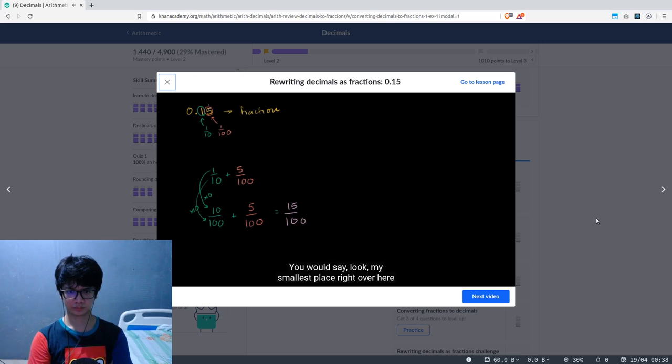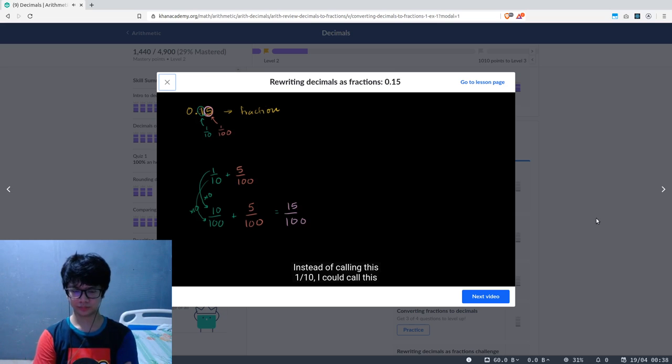You would say, look, my smallest place right over here is in the hundredths place. Instead of calling this 1 tenth, I could call this literally 10 hundredths. Or I could say this whole thing is 15 hundredths. And now if I want to reduce this to lowest terms, let's see, both the numerator and the denominator are divisible by 5. So let's divide them both by 5. And so the numerator, 15 divided by 5, is 3. The denominator, 100 divided by 5, is 20. And that's about as simplified as we can get.